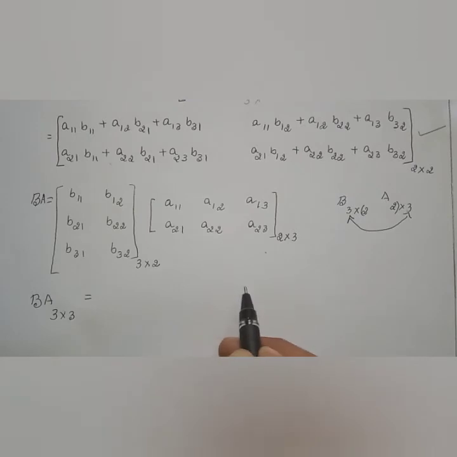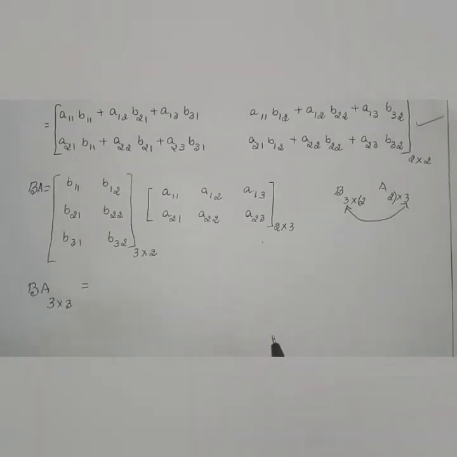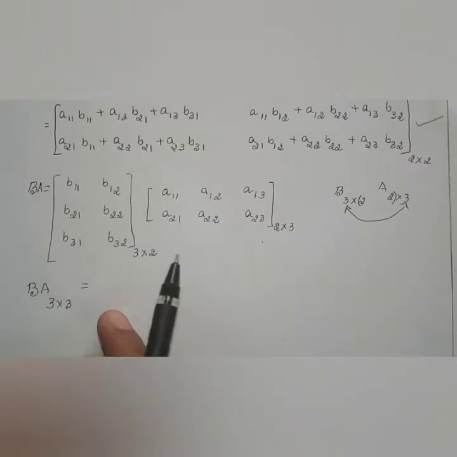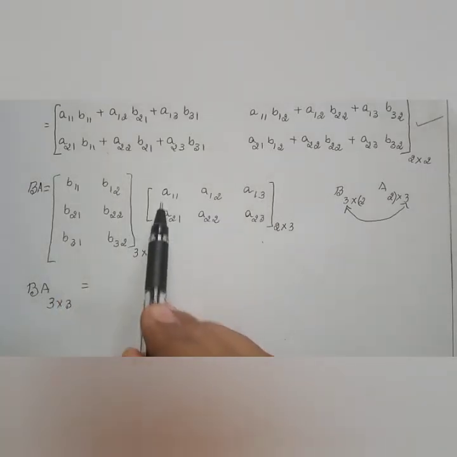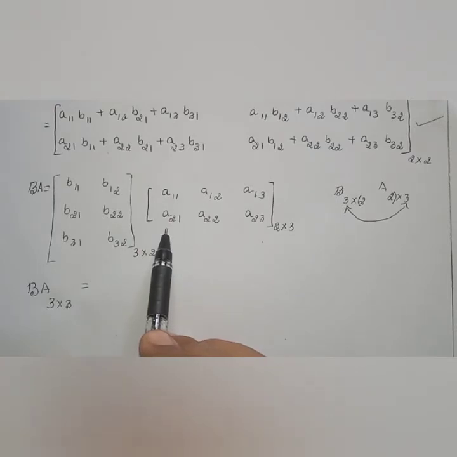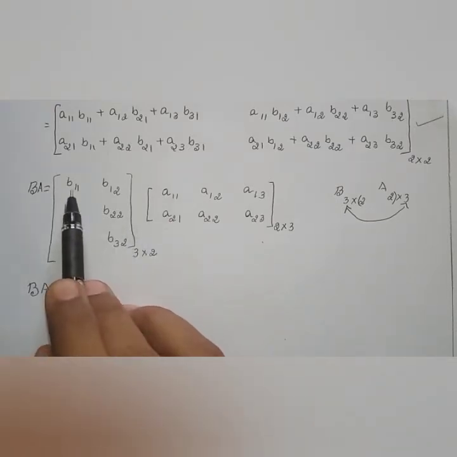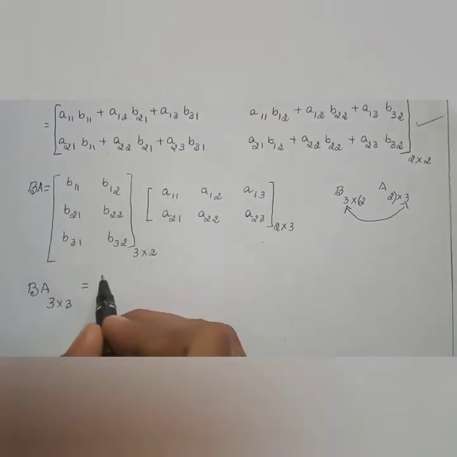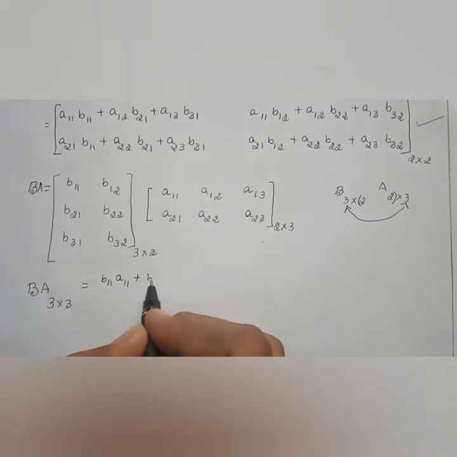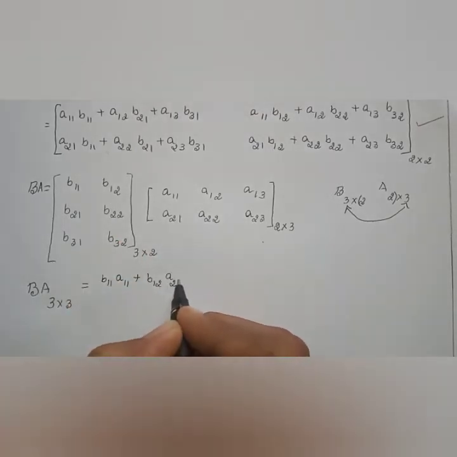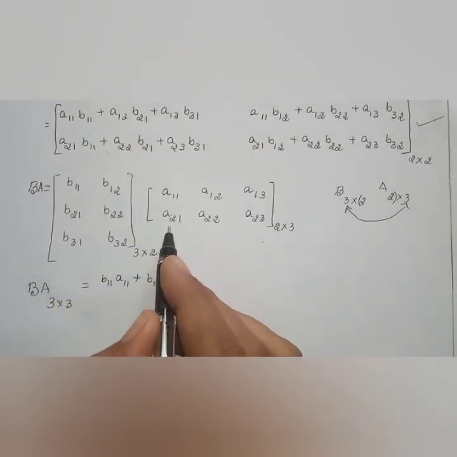C11, C12, C13, C21, C22, C23 and C31, C32, C33. So there are 9 elements in a 3 by 3 matrix. Let's begin with the first entry: first row, first column. B11 into A11 plus B12 into A21. So first row, first column is over.